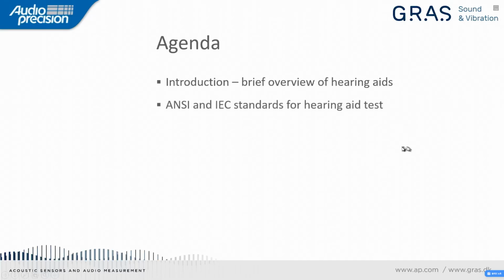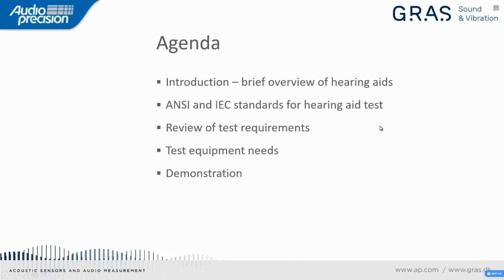Next on the agenda, we're going to cover the ANSI and IEC standards for hearing aid test. We'll also review the test requirements in those standards in some detail. We'll have a talk about the test equipment needs for conducting these tests. We're going to do a demonstration of the major tests required in the two standards, and then we'll have time for some questions at the end of the presentation if we haven't answered them during the presentation.